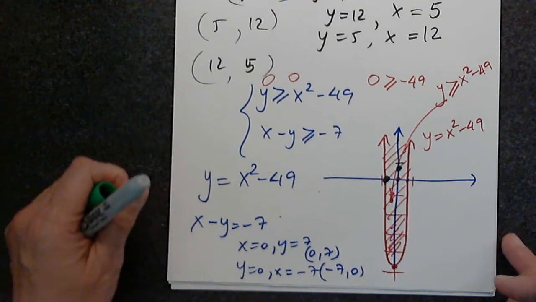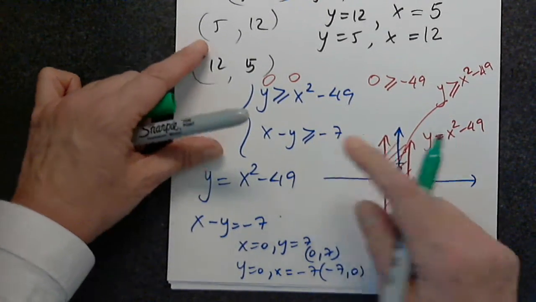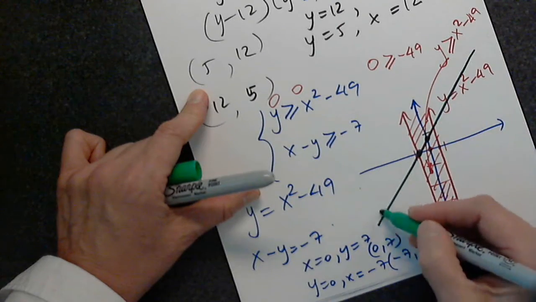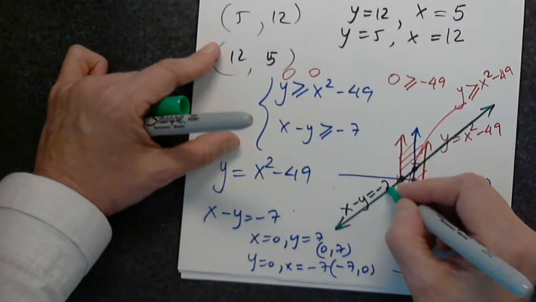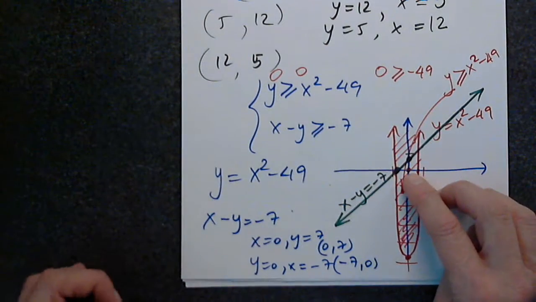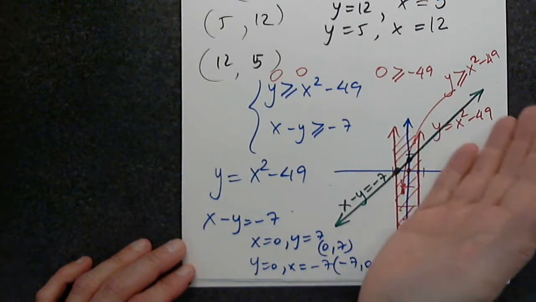Solid curve or not? Very good. On the line, I write x minus y equals negative 7. This is not the inequality. This is just the equation. I will choose the same point because it's the most convenient. And I'm checking the bottom region.